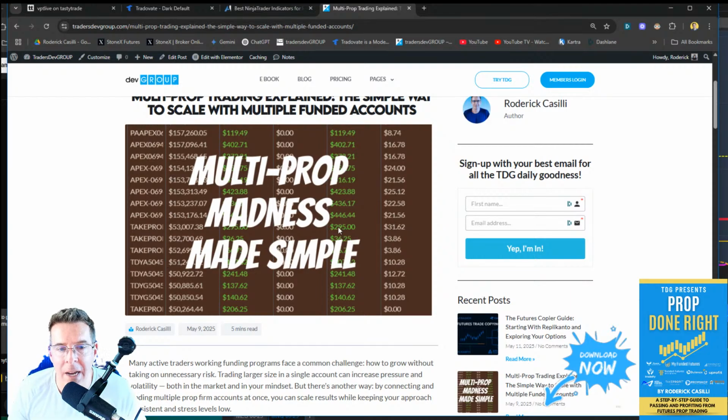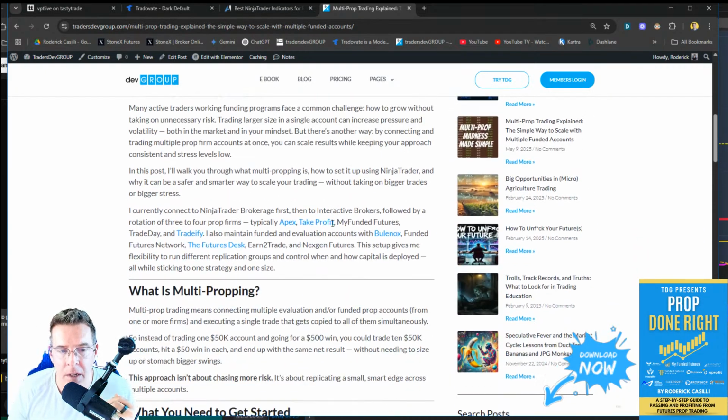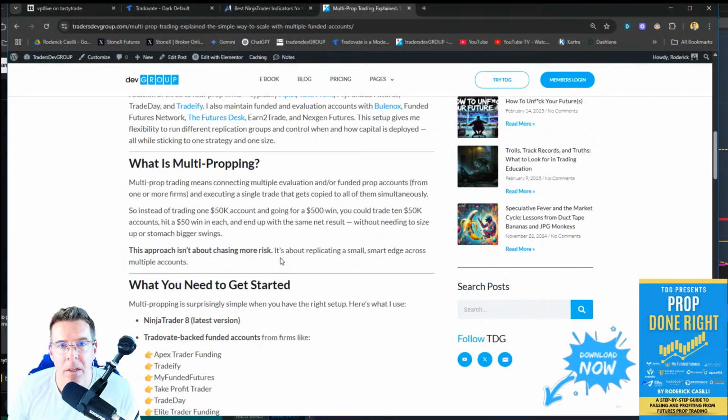Okay, so how do I set it up, and how is it done? First of all, multi-propping is exactly what it sounds like. It's just connecting accounts from multiple prop firms, and then usually more than one account at each firm. Let's just say, for argument's sake, we keep it somewhat simple, and you chose 3 firms and you did 3 accounts at each firm. So you had a total of 9.